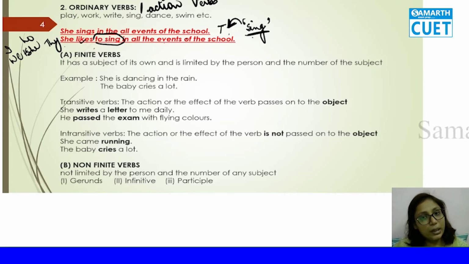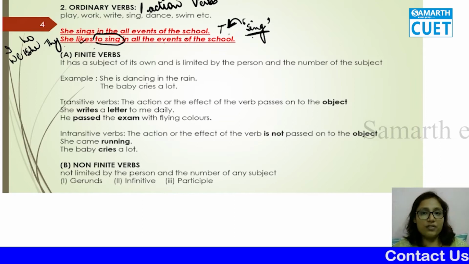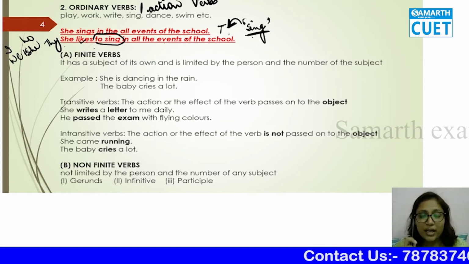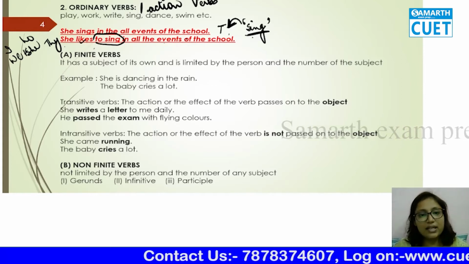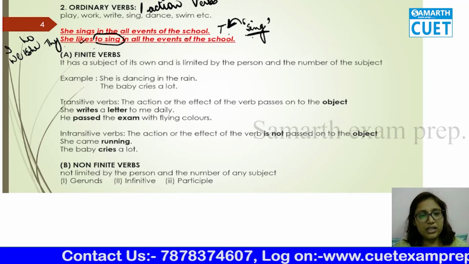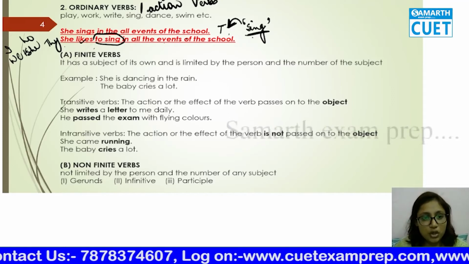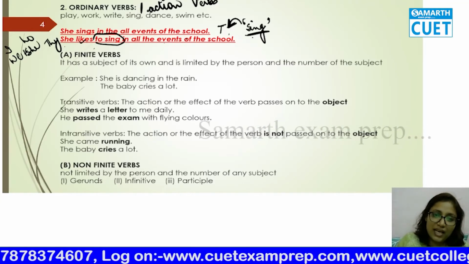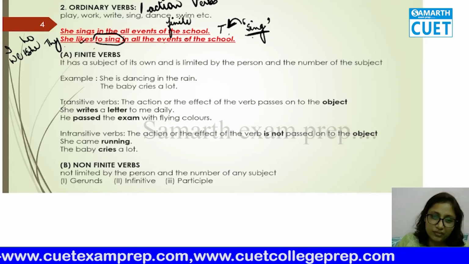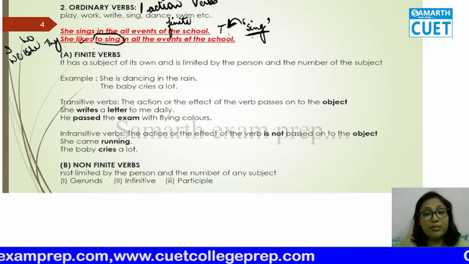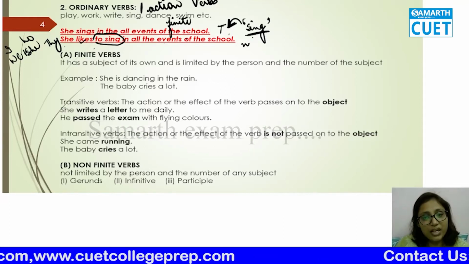She sings in all the events of the school. She likes to sing in all the events of the school. In the first one, sings is directly connected to she. In the second sentence, sing is not directly connected to she. So the first sentence is an example of what? Finite verb. Okay, so finite, and the second one is an example of non-finite.